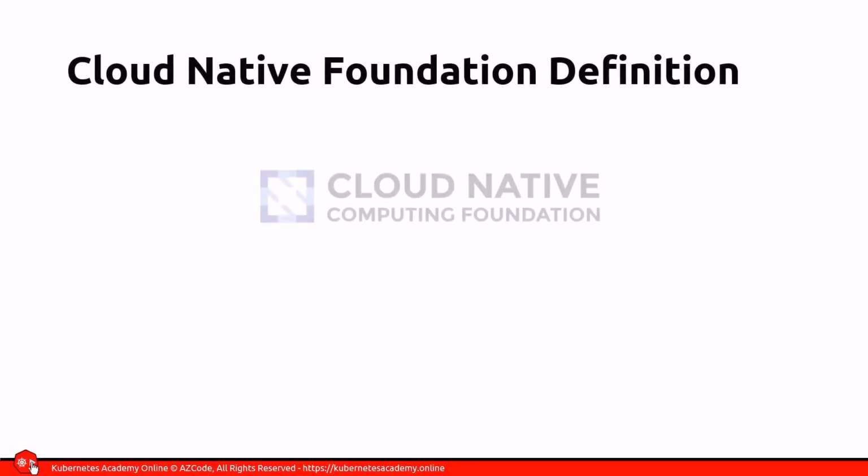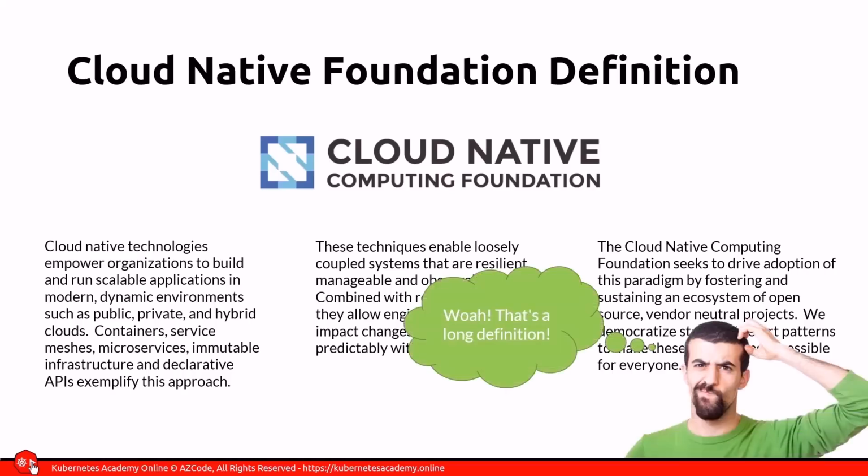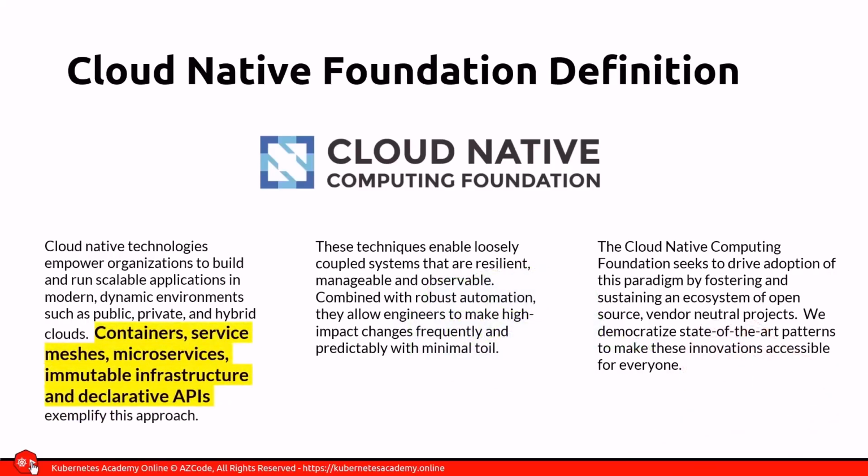If we head to the Cloud Native Foundation website and look at the definition, we see that it's quite a long one. So let's break it into smaller parts. Cloud Native uses containers, service meshes, microservices, immutable infrastructure, and declarative APIs. We'll cover containers, service meshes, and microservices and the concept of immutability in this course, but not how to build APIs.